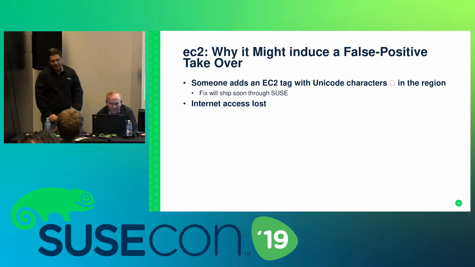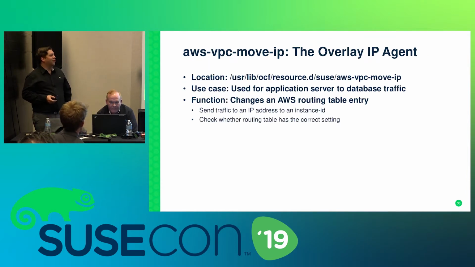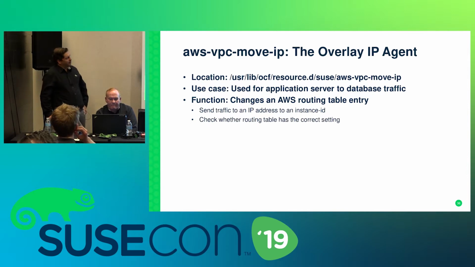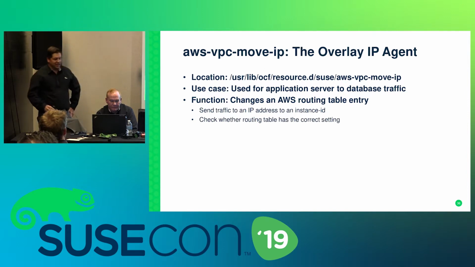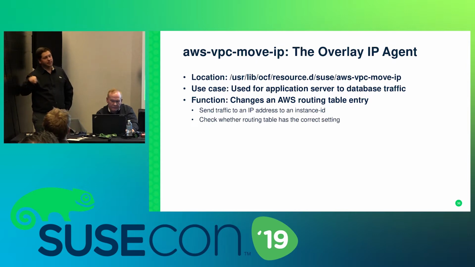So the next one, the next agent I'm gonna talk about is the one that actually moves that IP address from node A to node B to make the magic happen. And that is called the AWS VPC Move IP. So within a specific region, you have multiple VPCs in AWS. And this basically allows you, again, to make that change of that virtual IP from your node A to your node B in case of a failure. Okay.